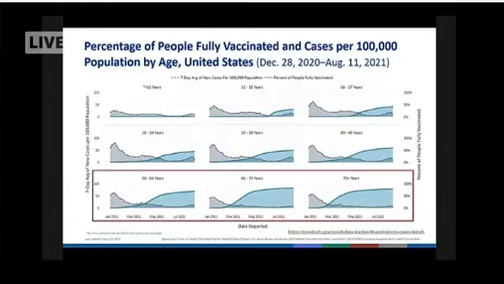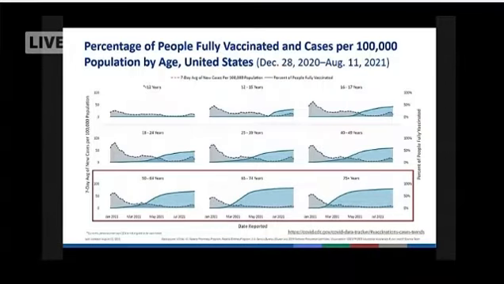This slide shows one of the new ways that CDC is visualizing the impact of COVID vaccination on the COVID data tracker website. The graphs display weekly trends by age group for the cumulative percent of people fully vaccinated in blue and the average rate of new cases per 100,000 population in gray.